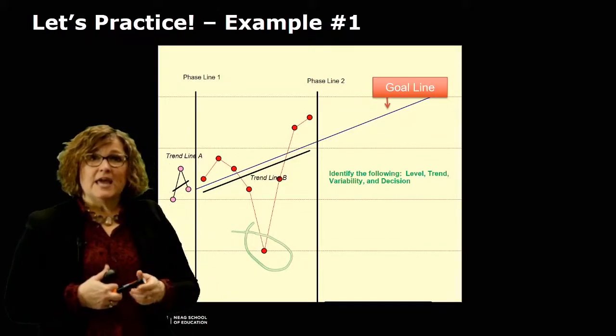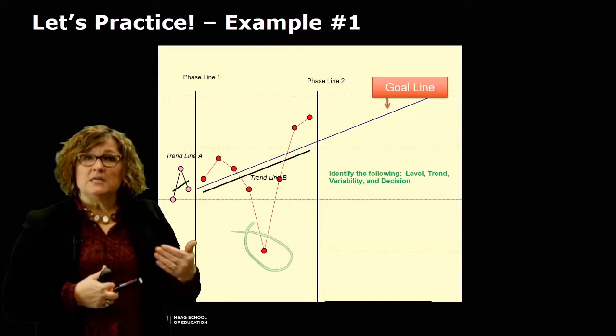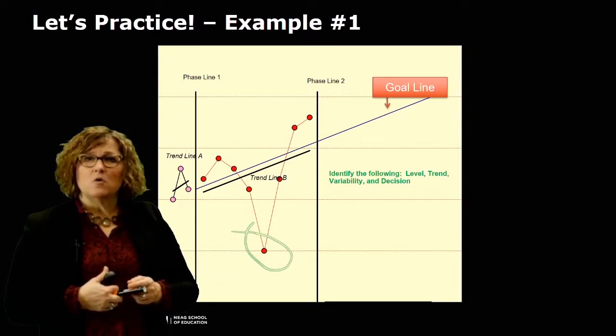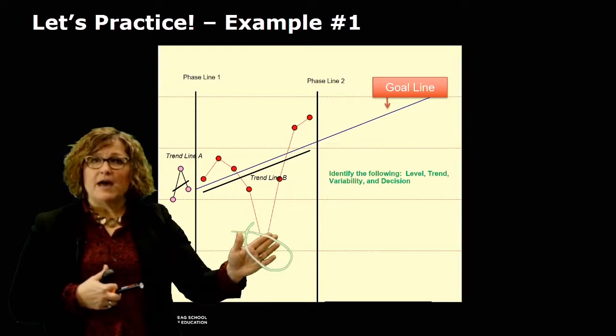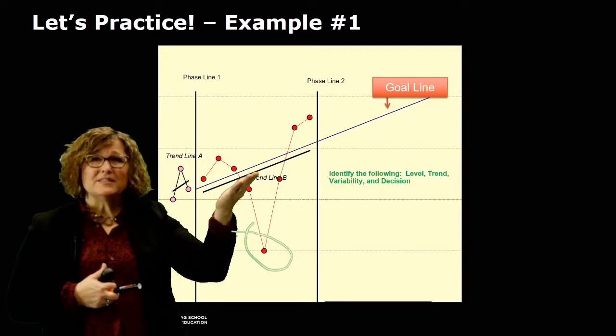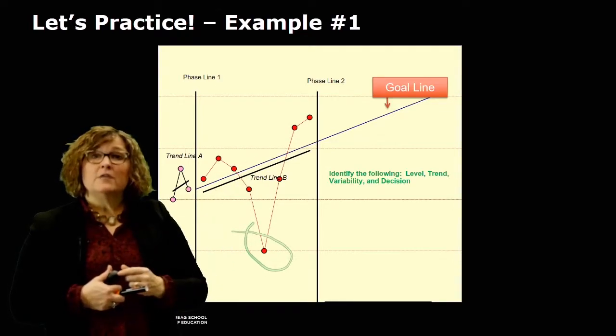So in this case, my decision might be to stay as is. The trend line is pretty close to that goal line. Even if I remove the outlier, the trend is going to move up a little bit, and it might be that the trend is a little above the goal line.